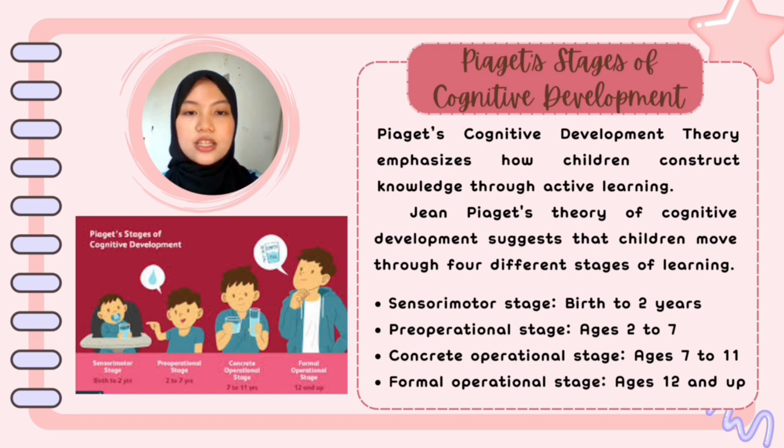The first one is the sensorimotor stage, which is from birth to 2 years. The second one is the pre-operational stage, which is between ages 2 to 7. The third one is the concrete operational stage, which is between 7 to 11 years. And the last one is the formal operational stage, which is from age 12 and up.